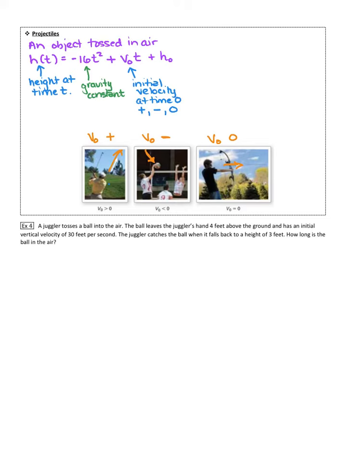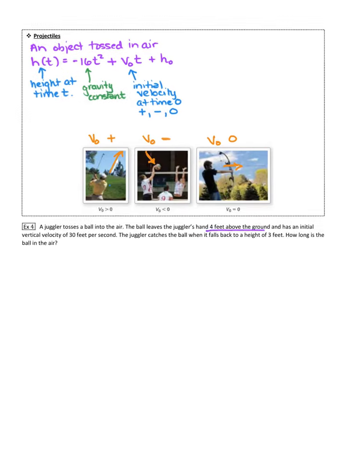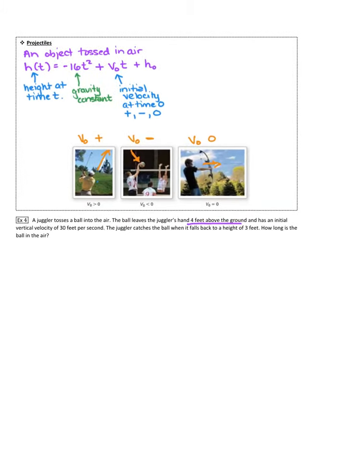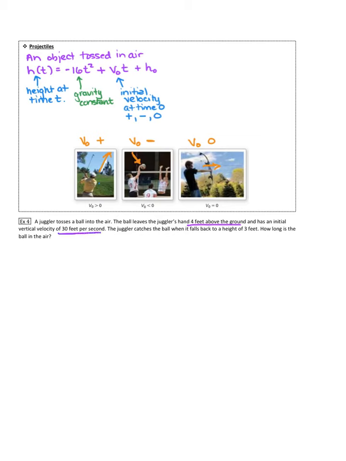All right, so let's look at how these applications work. So we have a juggler who tosses a ball into the air. The ball is going to leave the juggler's hand 4 feet above the ground, and it has an initial velocity of 30 feet per second. So let's first come up with an equation that models that information.